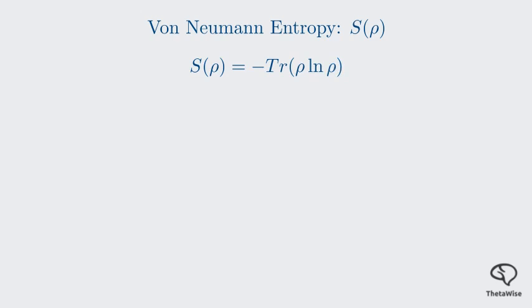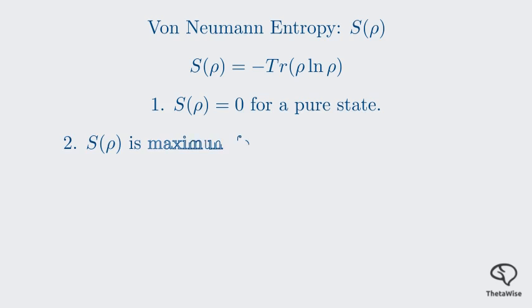Let's look at two important properties of this entropy. First, for a pure state, the entropy is zero. This makes sense, as a pure state is perfectly known and has no uncertainty. Second, for a maximally mixed state, where all possible states are equally likely, the entropy is at its maximum. This represents the highest possible uncertainty. So the von Neumann entropy is a measure of how mixed a quantum state is. A pure state has zero entropy, while a maximally mixed state has the highest entropy.